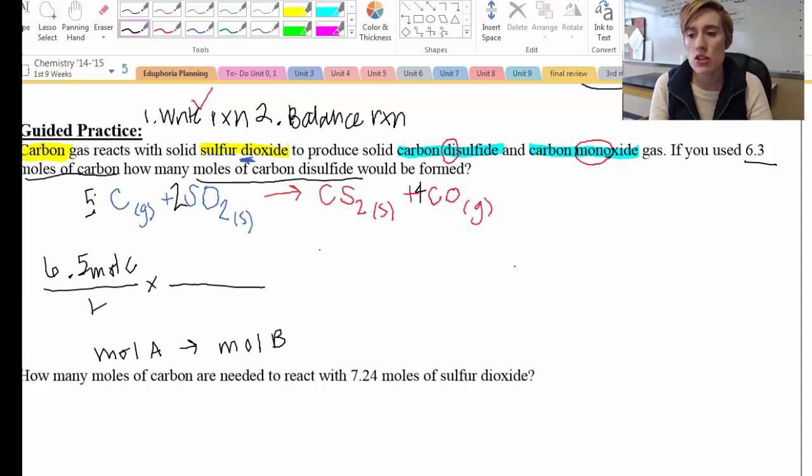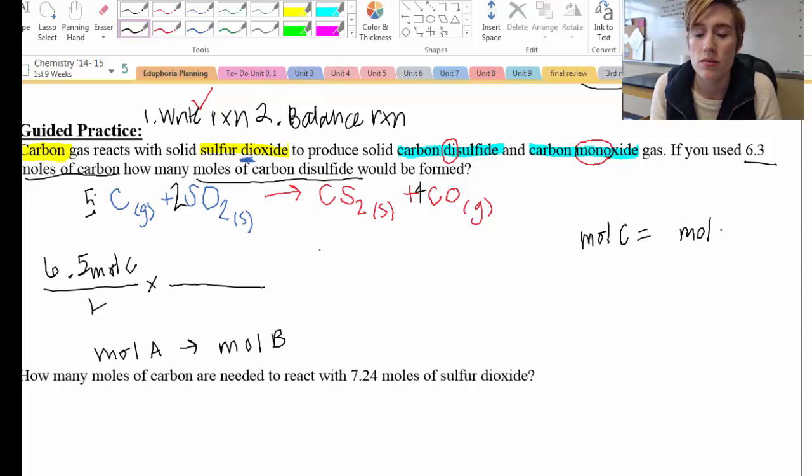So what conversion factor do I need to use? Well, obviously, hopefully you know now that we're going to use the mole ratio conversion, right? Our mole ratio conversion is moles of A, which, what's A in this equation? A is always the given. What are we given? We're given carbon. So we're trying to find moles of carbon and then equals moles of B. That's the conversion factor. So what's B in our reaction? B is what you're going to. It says moles of carbon disulfide. So carbon disulfide is our B.